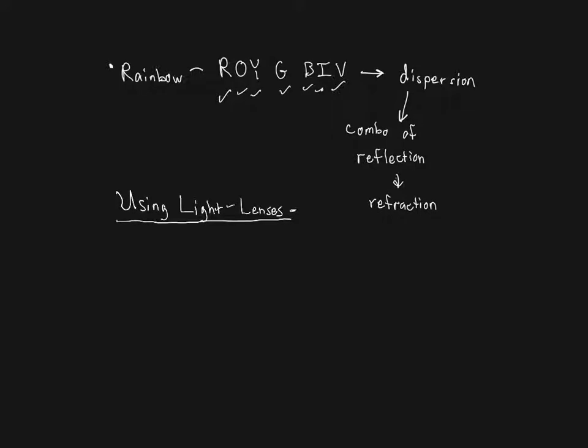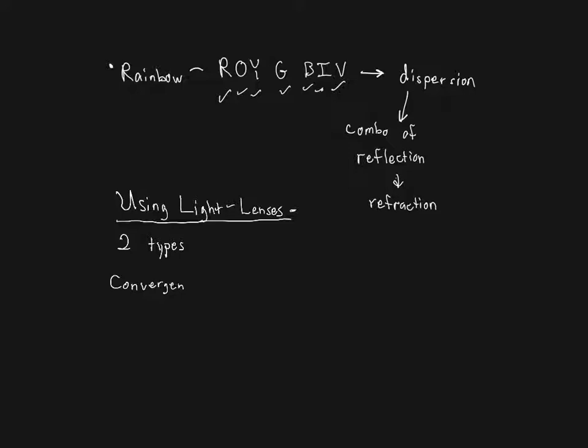So we have some terminology in mind, some basics. Now we need to actually know how we use light. One way that we can use light is through the use of lenses. And there are going to be two types of lenses. There's lenses that focus light to a certain point. Those are called converging lenses.